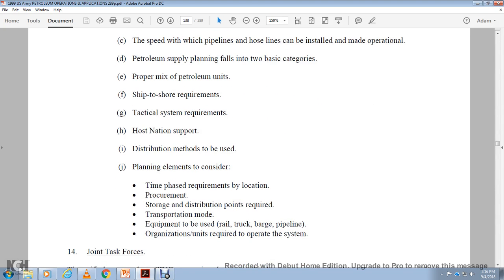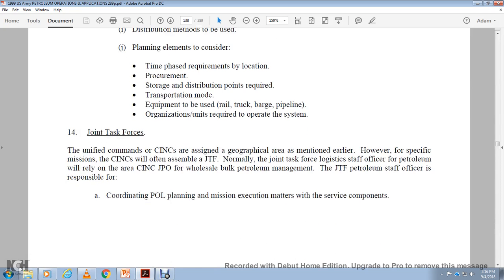Planning elements to be considered: time-phased requirements, location, procurement, storage, distribution points, required transportation mode, equipment to be used (rail, truck, barge, pipeline), and organization units to be operated. Now the joint task force. The unified joint commands or unified commands are assigned the geographical areas mentioned earlier. However, the specified unified commands will enable the joint task force. Normally, the joint task force logistics staff and the Office of Petroleum rely on the unified command and Joint Petroleum Office for wholesale bulk petroleum.